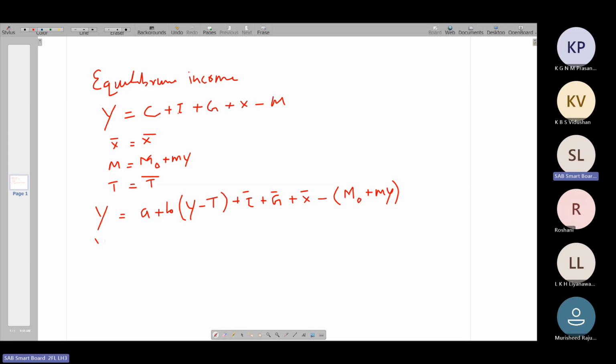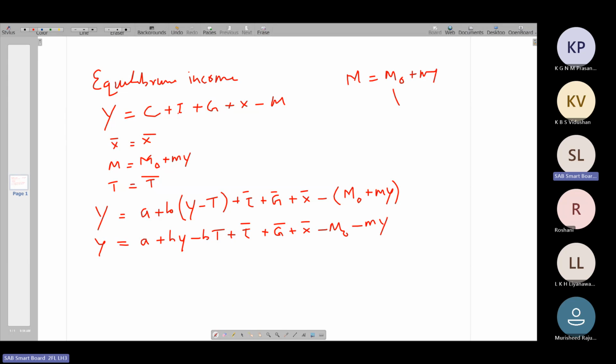Then you need to simplify this. Y equals A plus, we remove the brackets, BY minus BT plus I bar plus G bar plus X bar minus M0 minus mY, no? Right? So M0 is autonomous imports, no? Small m means what is it? Marginal propensity to import, right? I forgot to mention it. In the import function we have M0 plus mY.